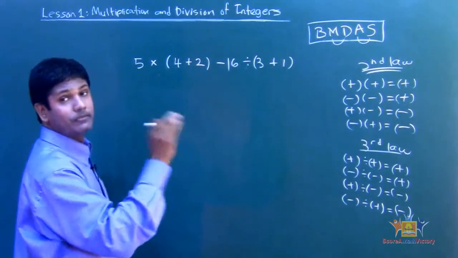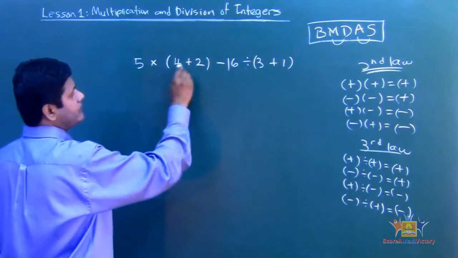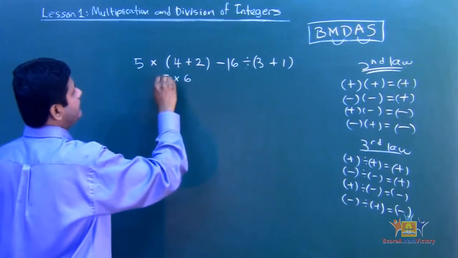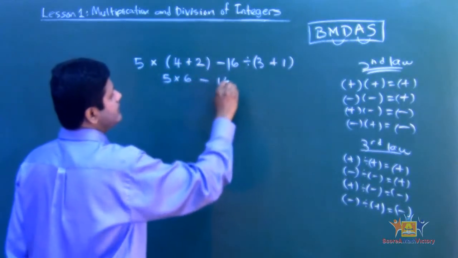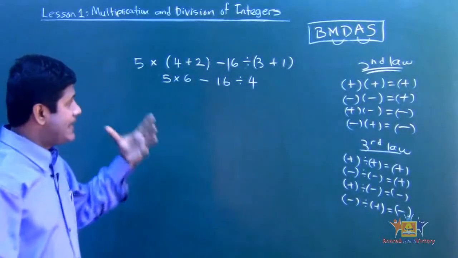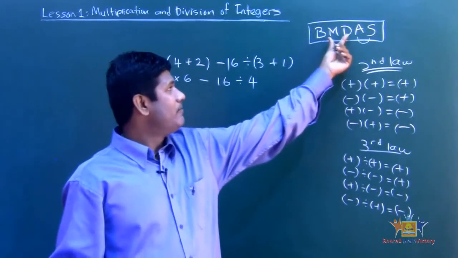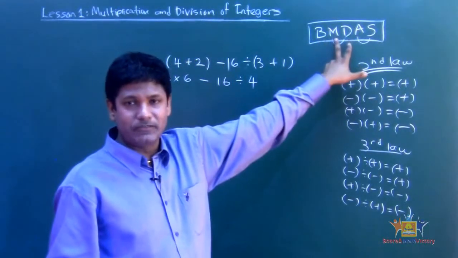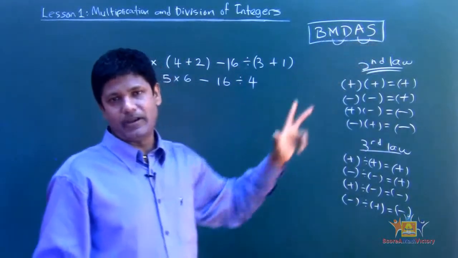Okay? Bracket comes first. So we are going to add this first. So 4 plus 2 is 6. Then I'm going to rewrite it. Minus 16 divided by 3 plus 1 is 4, right there. Now there's no more bracket, so now we're going to use multiplication and division first and then addition and subtraction. Alright?